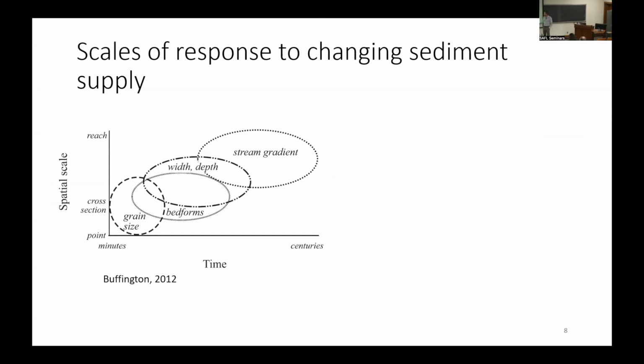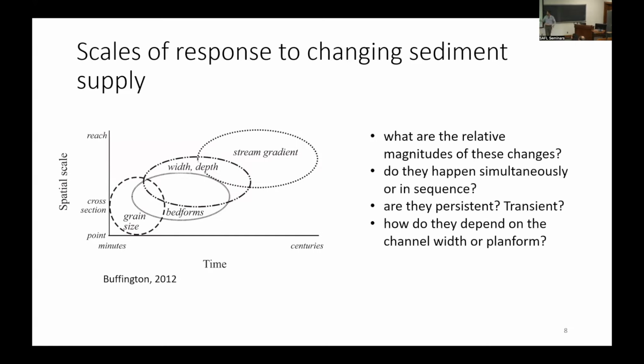This is a question that John Buffington asked in 2012, and he put together this kind of nice conceptual diagram looking at the spatial scale of response versus time of how rivers might be able to adapt to some sort of disturbance in sediment supply, ranging from the grain size scale all the way up to an overall change in the stream gradient or the slope. There's a range of spatial scales over which things can happen, and associated with that is the temporal scale over which that might also happen, where smaller grain size changes can happen much more quickly than a large scale change in the overall stream slope.